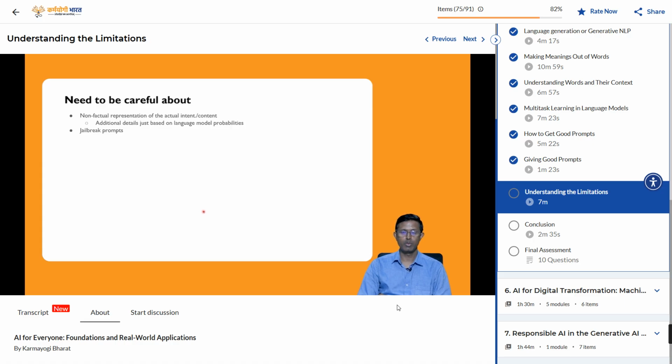We would like to stop that, but these undesirable outputs keep coming. So making LLMs do things that they're not supposed to do, this is another concern.